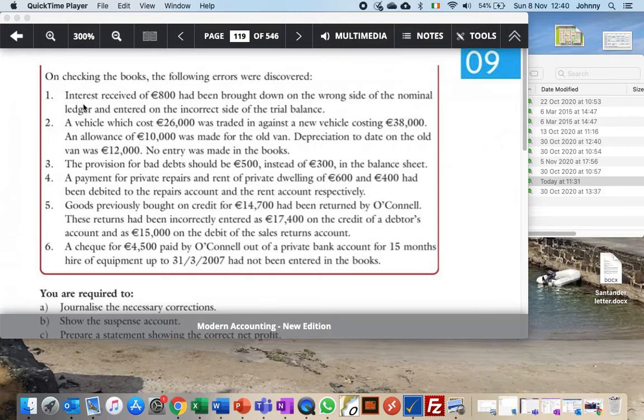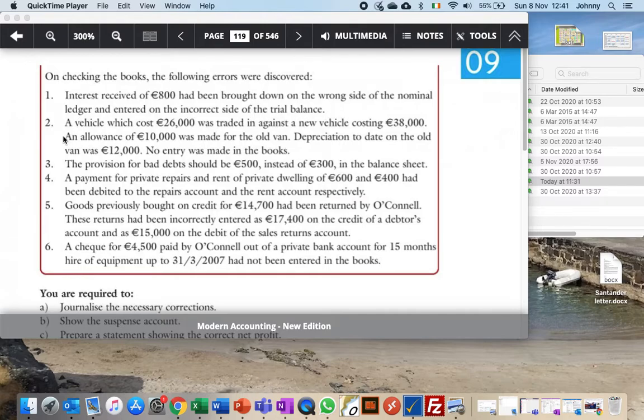We would know that interest received is an income. So because it's an income, it should have a credit entry in it. And then because it was on the wrong side of the trial balance, it meant my trial balance didn't balance, so we would have to have a suspense account. So that means we'll have the opposite in a suspense account. Okay, so that means a debit in suspense account of 1600.